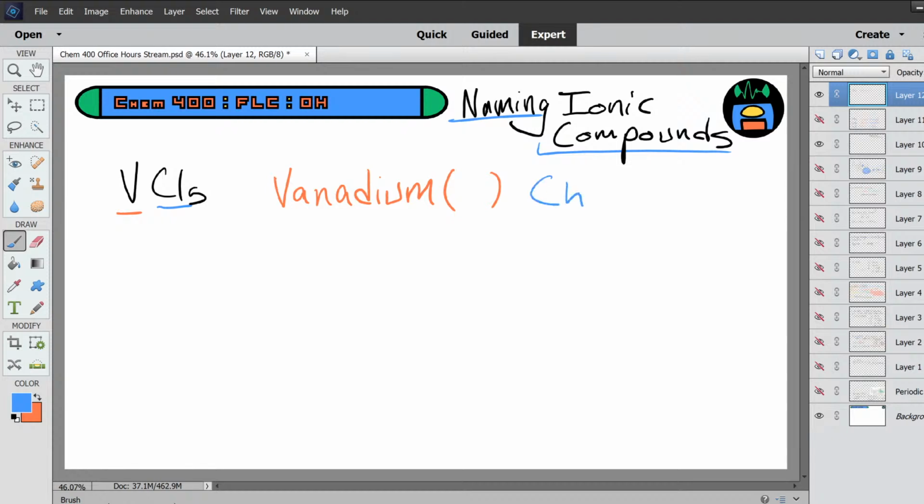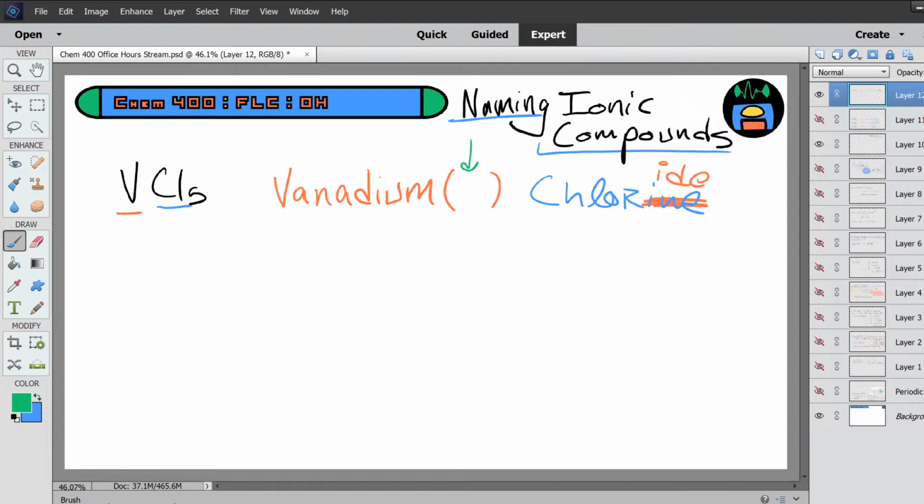But then our anion name is based on chlorine. We just chop off that ending and add "ide." So this will be vanadium something chloride. Now, we need to figure out what goes here. What is the charge on vanadium?